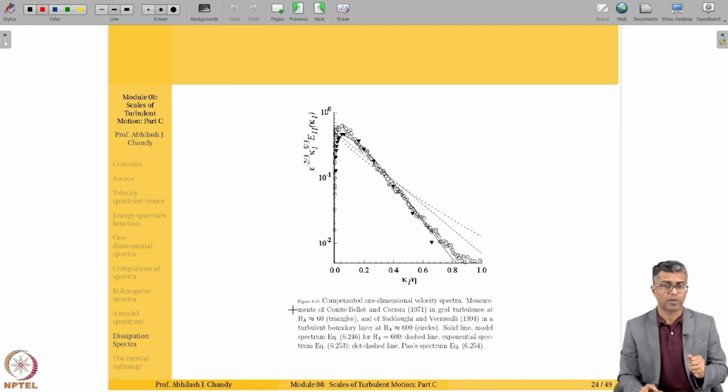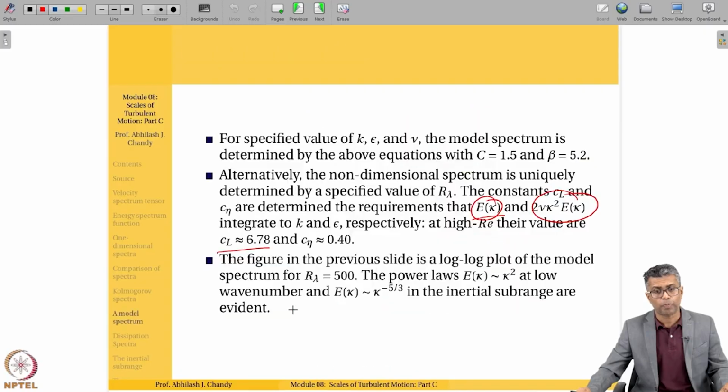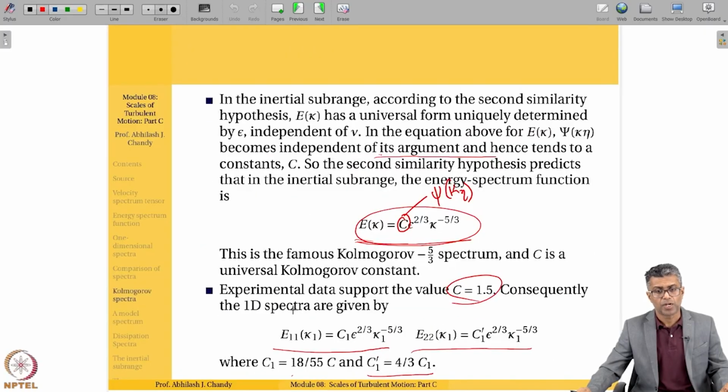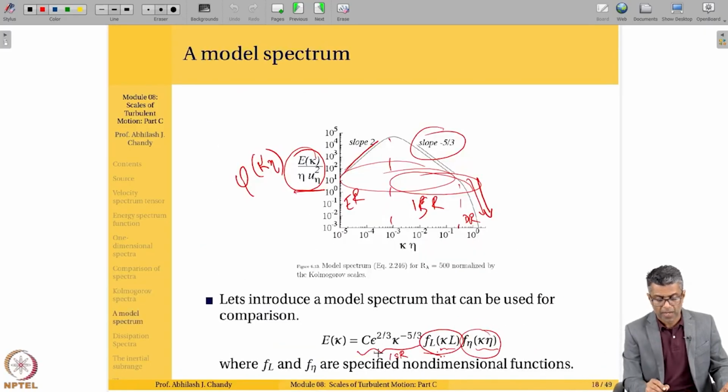It is not a scaled 1D, we don't call it a scaled 1D spectra, we call it a compensated 1D spectra because we have it as epsilon to the negative 2/3 kappa to the 5/3. Now where am I getting that from? I need to go back through my slides to see. Now look at this. I have epsilon to the 2/3 kappa to the minus 5/3 times FL, KL, F eta. So now if I take this to the other side, isn't it?